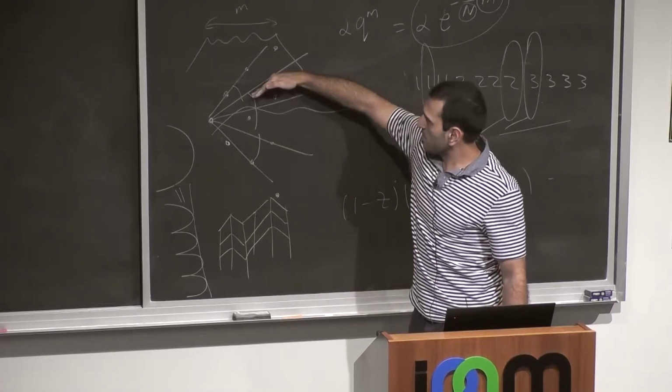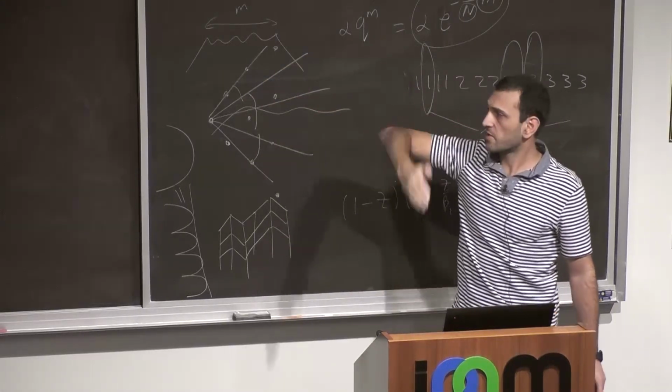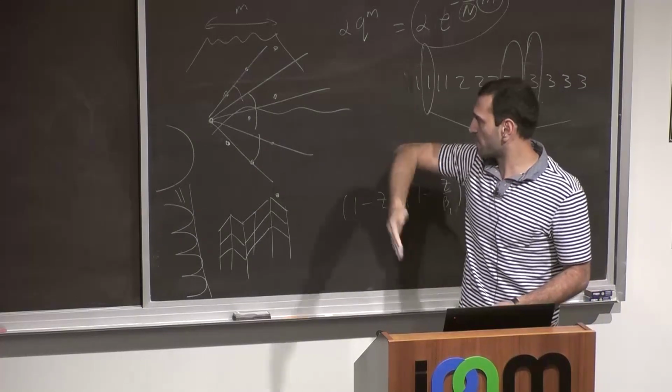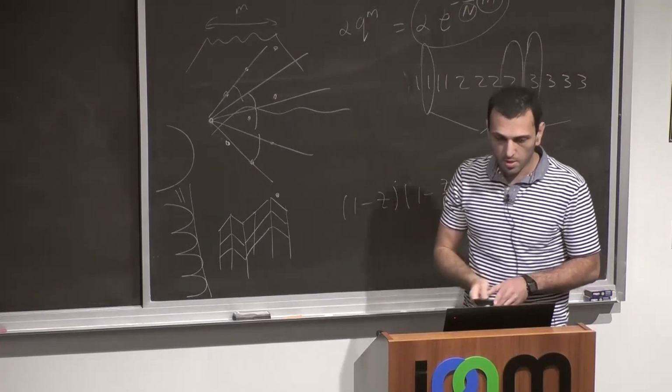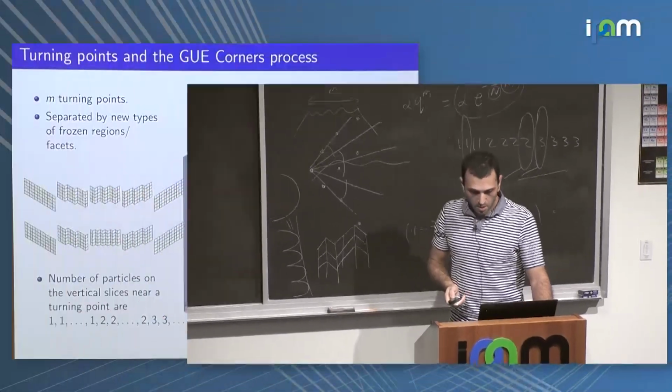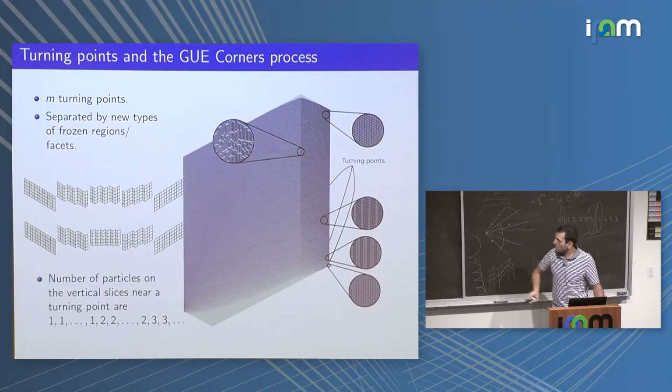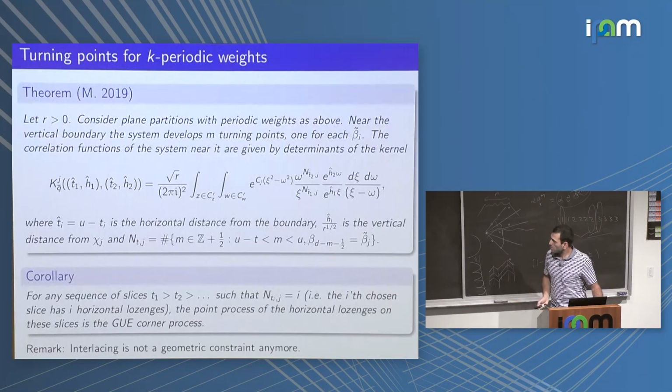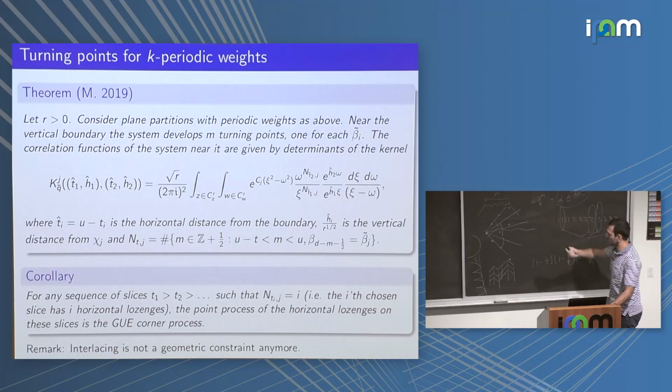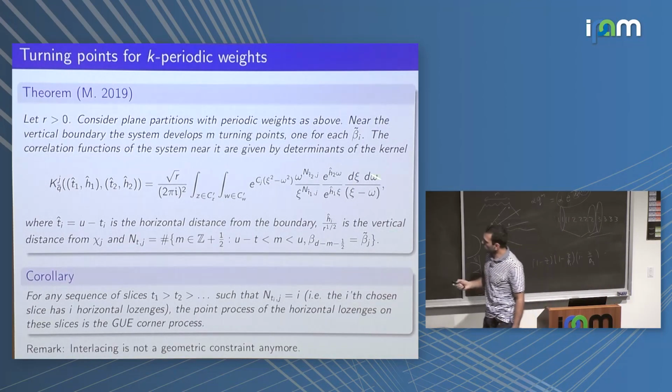So you can have any rational slope angle. You can have a vertical facet of any rational slope. And you can again compute the point process over here, the joint process of all the slices, and you get a determinantal point process with this kernel.